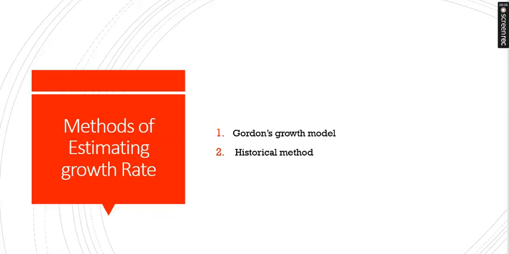Now, remember the G. There are methods of calculating the growth rate. There are two models that we use to calculate the growth rate. The first one is Gordon's growth model. The second one is the historical method. These are the methods used to estimate the growth rate.